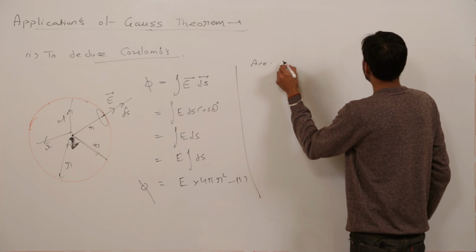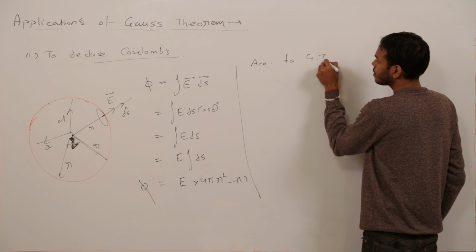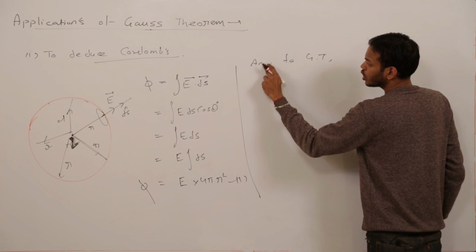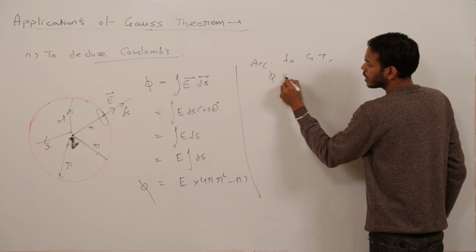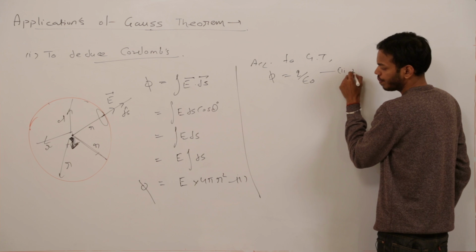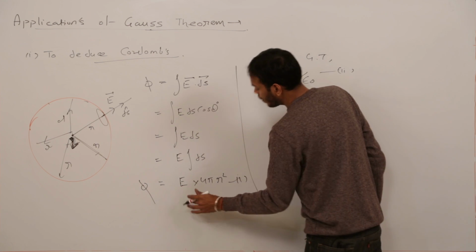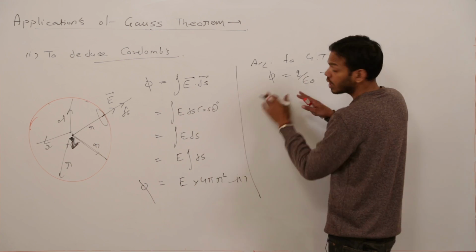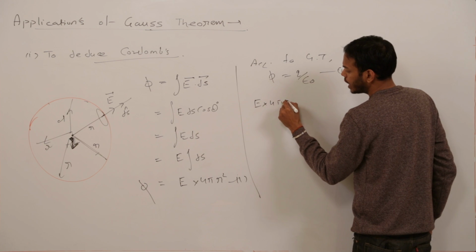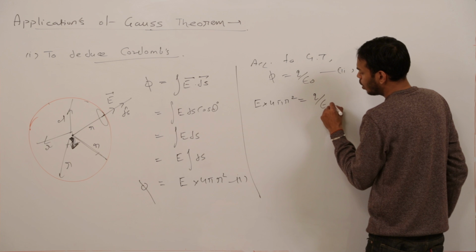So according to Gauss theorem, don't write GT, please write the whole complete Gauss theorem. According to Gauss theorem, flux is equal to q upon epsilon naught. This is our equation 2. From equation 1 and equation 2, both these equations are for the flux. So what will you get? E into 4 pi r square is equal to q upon epsilon naught.